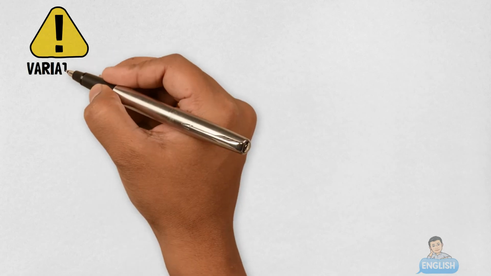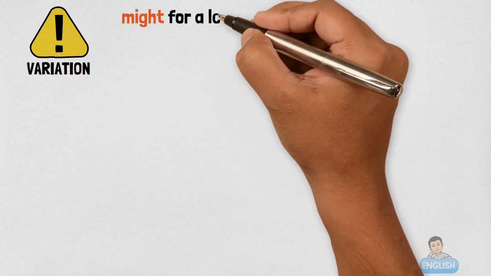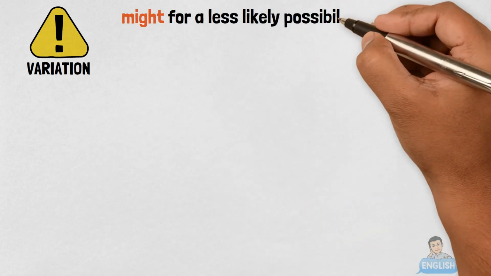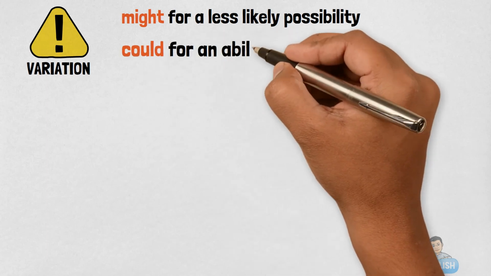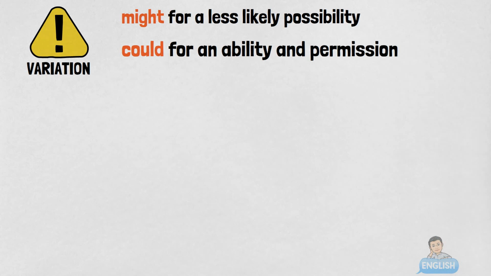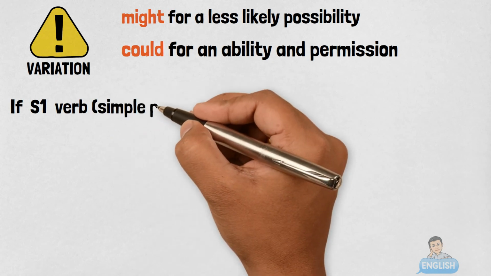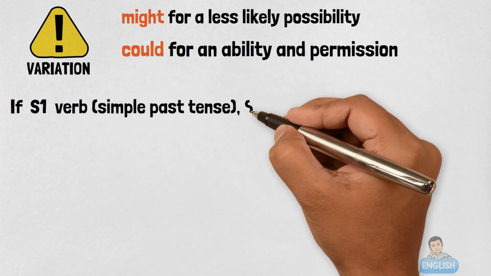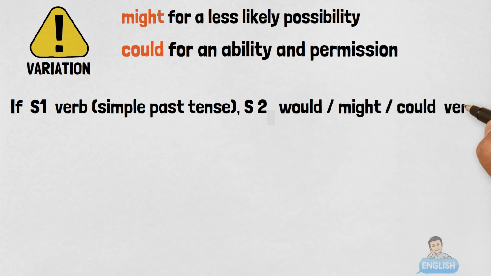And, like the first conditional, the verb in the main clause, the result clause, can vary. We can use might for a less likely possibility, or could for an ability and permission instead of would. If, subject 1, verb, in the simple past tense. Subject 2, would, might, could, followed by a bare infinitive.